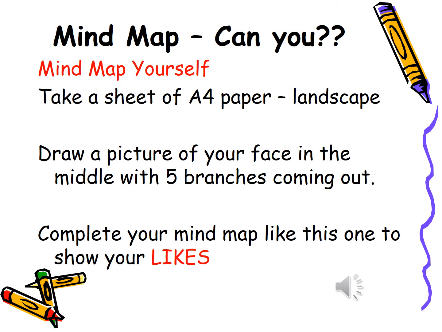And this is where our activity comes in. You are going to make a mind map of yourself. It's quite simple. Take a sheet of A4 paper, place it landscape. Draw a picture of your face in the middle with 5 branches coming out. That would be the thick lines that I spoke about earlier. Complete your mind map to show the things you like. So you basically have to think about 5 things that you like.